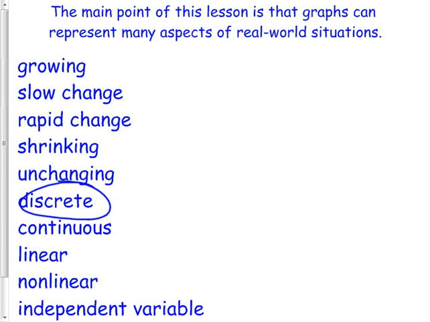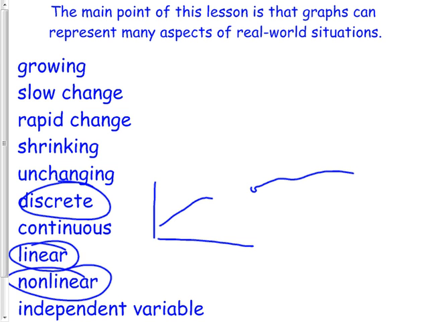Continuous graphs keep going, and they don't have any little gaps in them or anything. So a continuous graph, this is continuous. Here's one that's not continuous. I'm going along, I stop, and I start up again here, and I keep going. Can that happen in the real world? Yes, but it's weird. Most things are continuous. All right. Linear means straight line. Nonlinear means curvy lines.